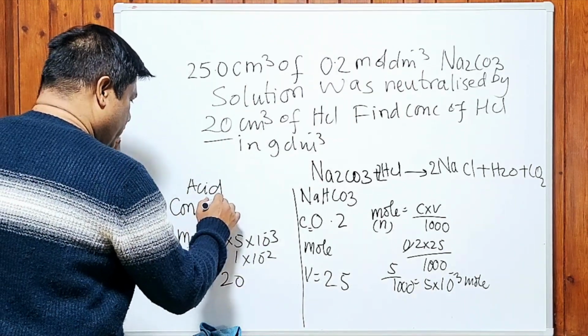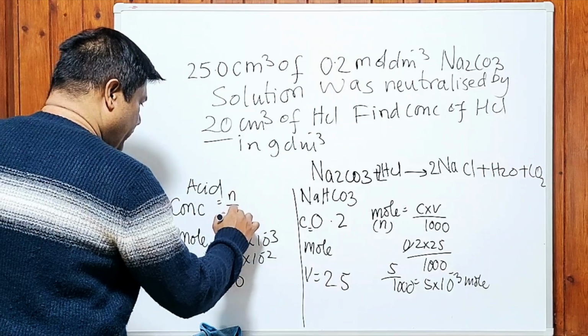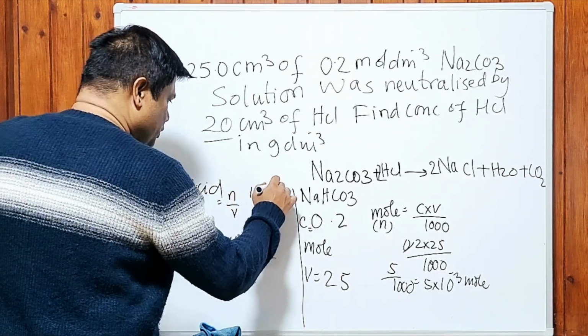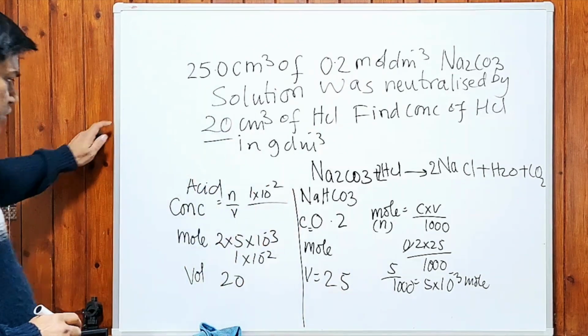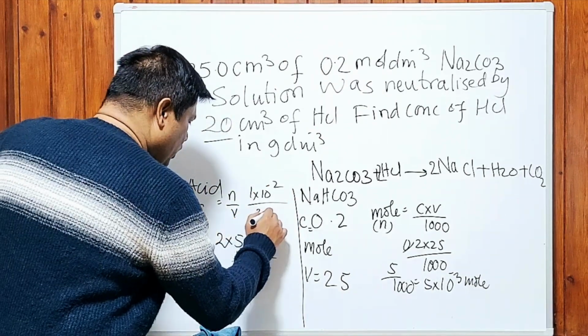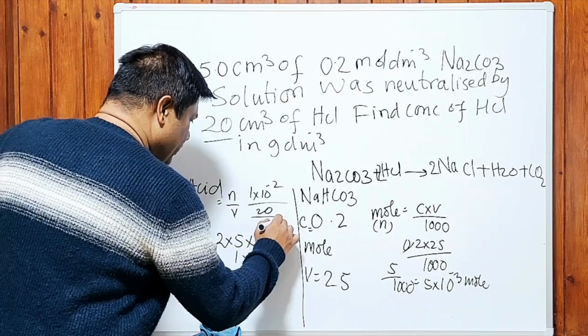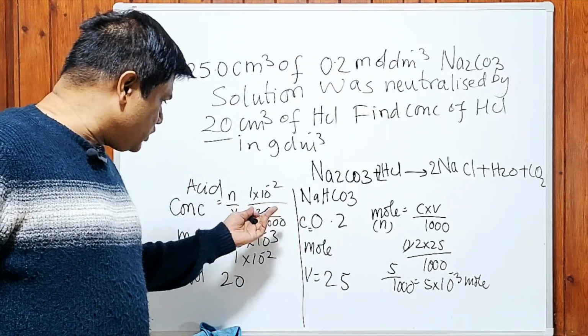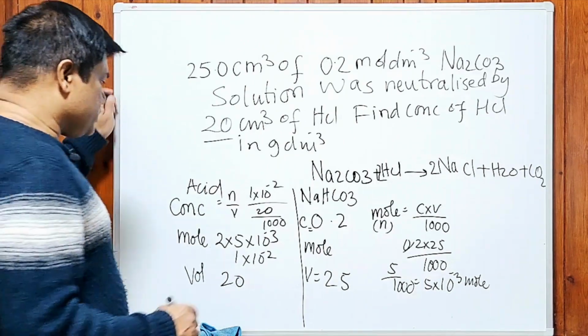Concentration equals n over V. What's n? 1 into 10 to the power of minus 2, which we just worked out, divided by 20, divided by 1000. Why 1000? You always have to change cm^3 to dm^3.